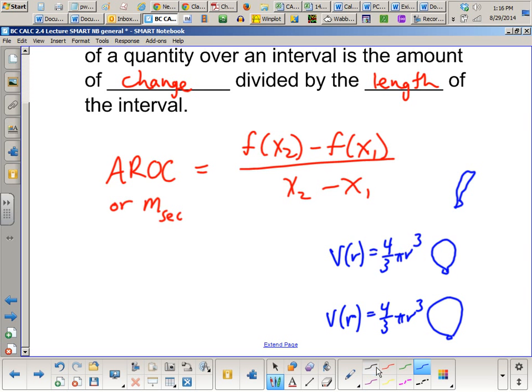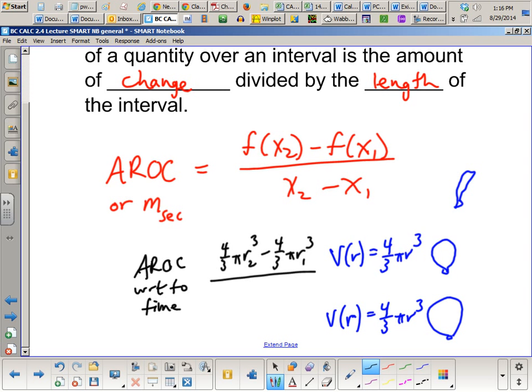Okay, so here are some possible AROCs you could write down. You could do average rate of change with respect to time. WRT means with respect to. That would look like this: 4/3 pi r2 cubed minus 4/3 pi r1 cubed all over t2 minus t1. You basically have the volumes on top and the times on the bottom like that.